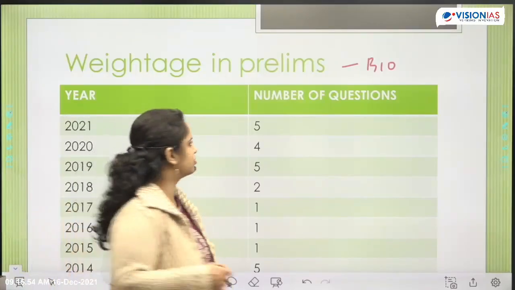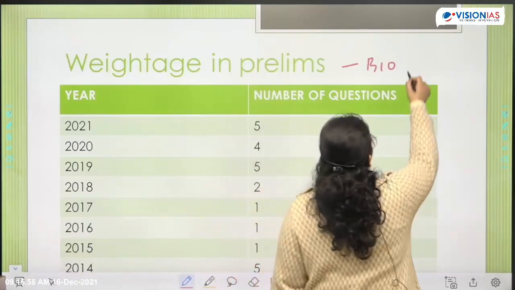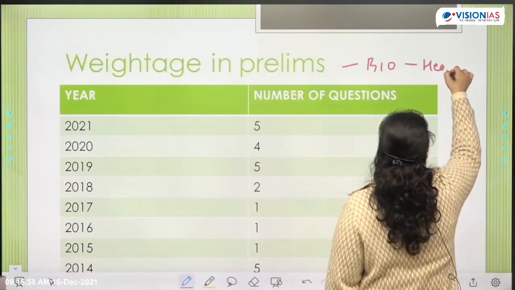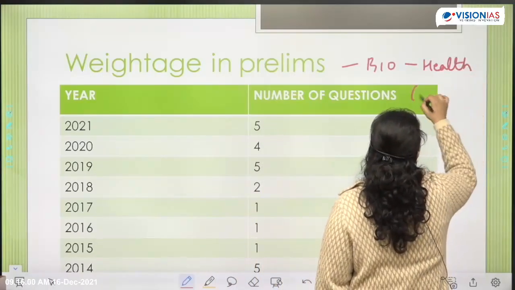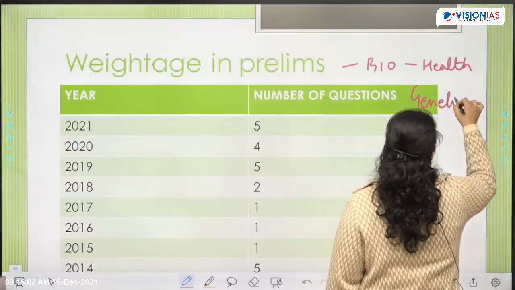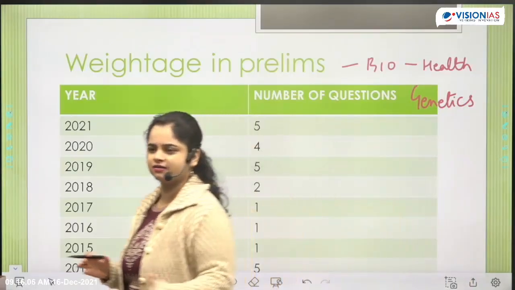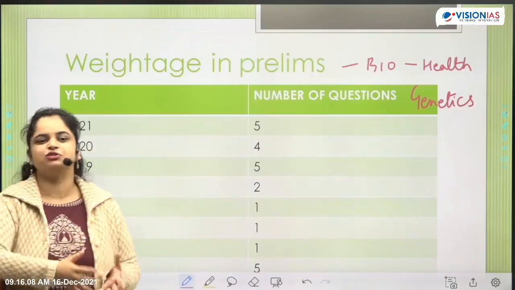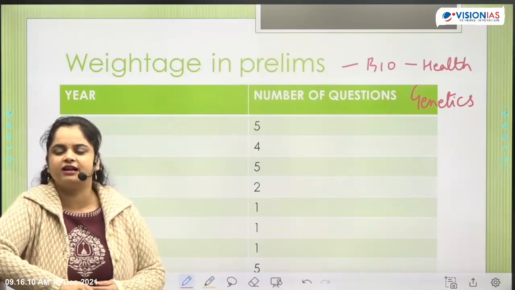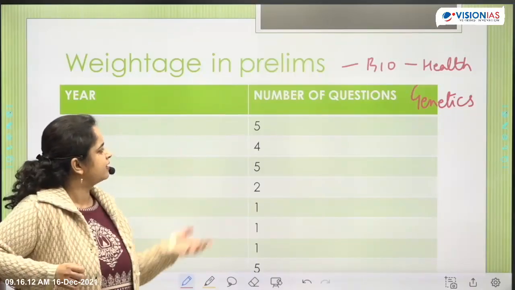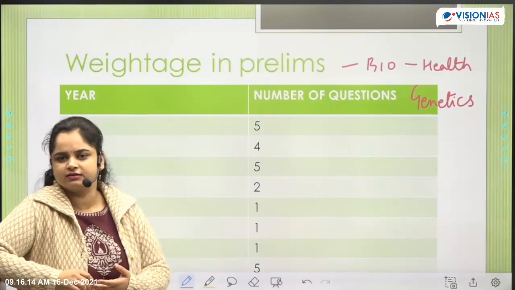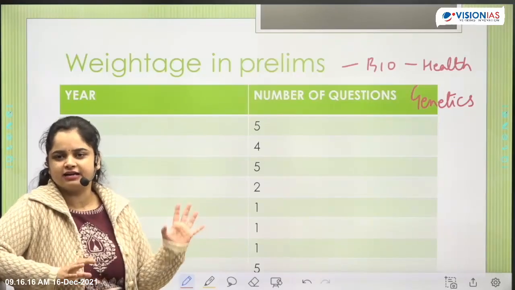Amongst this also, the major portion is being covered by health and genetics. Ideas of genetics and health are the zones where maximum questions have been asked. So if there are 2 questions, one would be from health, one would be from genetics. This is the standardized setup.